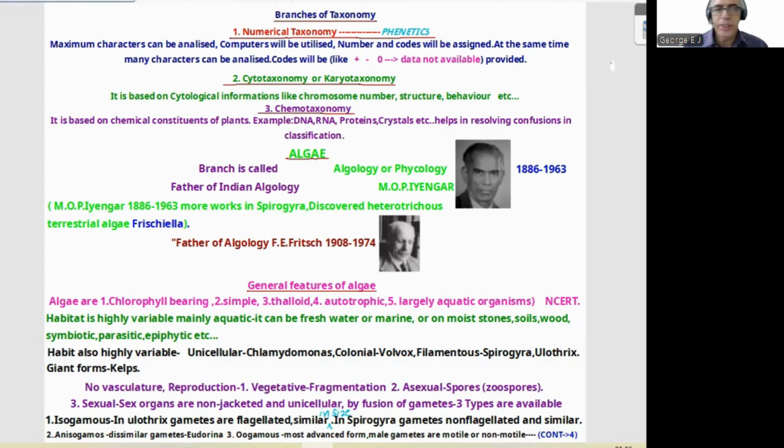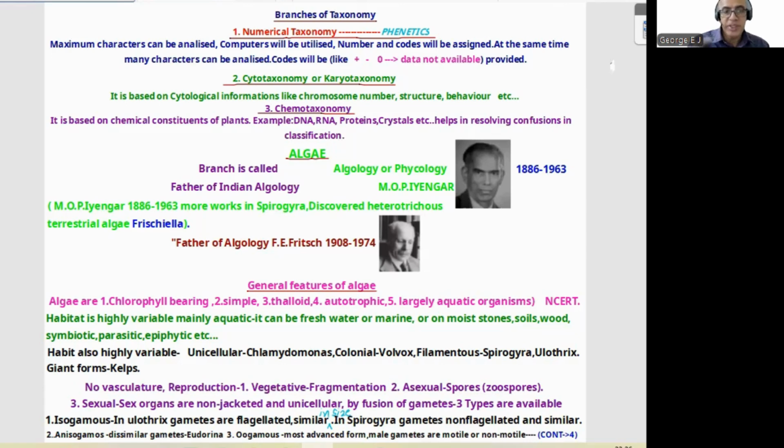Now, what are the general features of algae? Theory question, find the odd one out, that way. Algae are chlorophyll bearing, simple, thalloid, autotrophic, largely aquatic organisms. That is what NCERT gives. Habitat means the place an organism lives, highly variable. Mainly aquatic, it can be freshwater or marine, or it can be on moist stones, soil, wood, symbiotic, parasitic, epiphytic, etc. So various types of habitats.